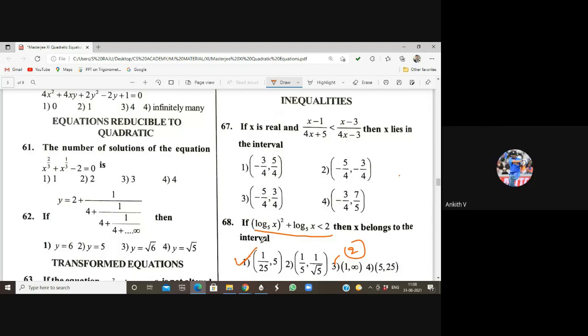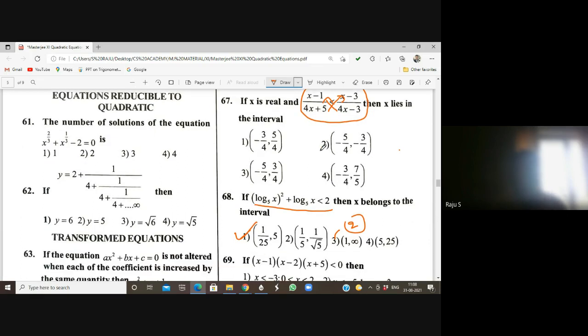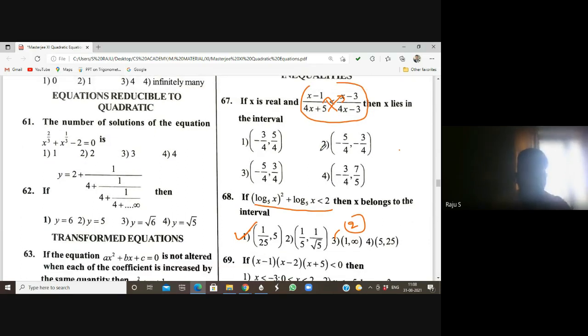Option 1. Okay, coming to this, simple students, you just have to cross multiply. 4x minus 3 you can take here, 5x plus 5 you can take here. Then simplify. All of you do this fast. Tell me what is the correct one. Everyone should simplify fast.